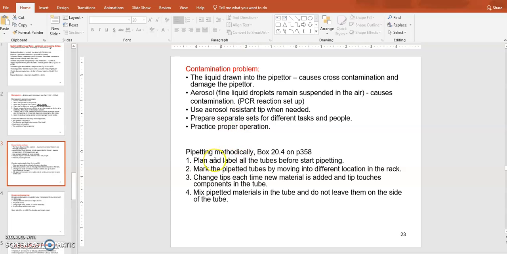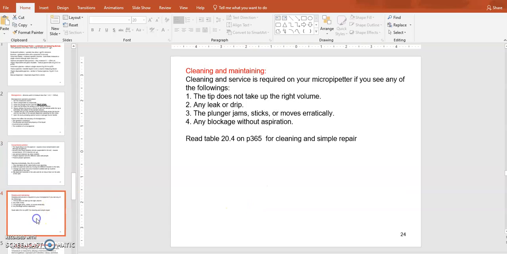Pipette methodically. Please read Box 20.4 in your textbook, page 358. Plan accordingly and label all the tubes, so that whenever you pipette something and change the location of the tube to a different place, you understand which tubes are already pipetted in and which were not. Those are all based on experience. You will understand why you need to do that.